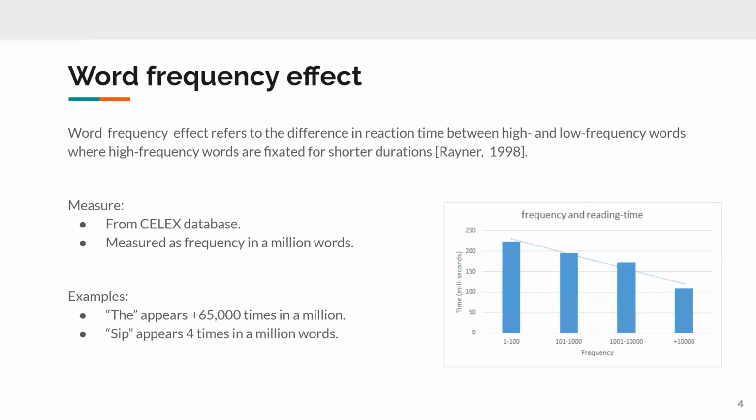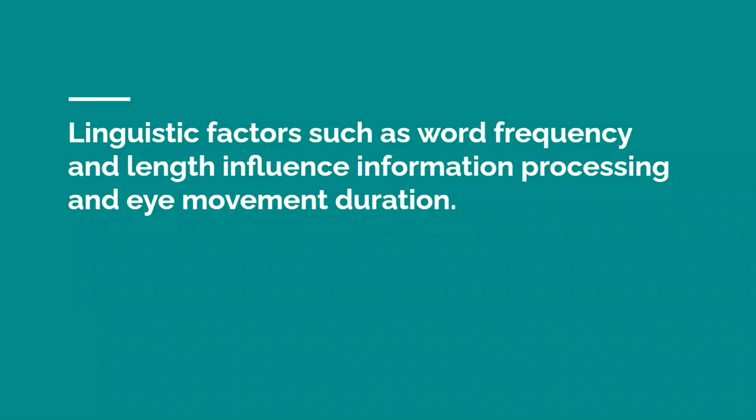The word frequency effect refers to the difference in reaction time between high and low frequency words, where high frequency words are fixated for shorter durations. For natural language, word frequency information exists in lexical databases similar to the SUBTLEX database, but for source code no such databases exist. Natural language research has concluded that linguistic factors such as word frequency and length influence information processing and eye movement during reading.